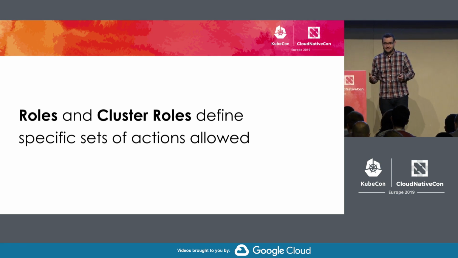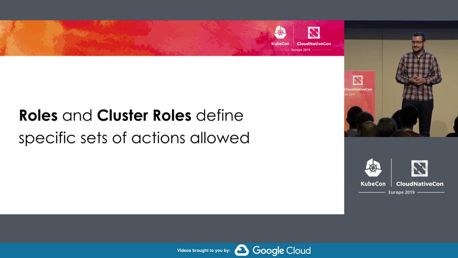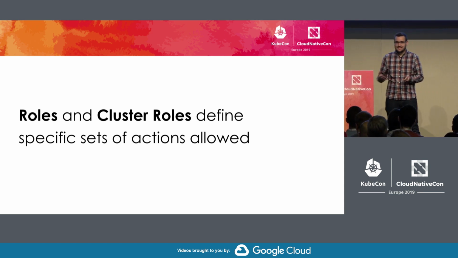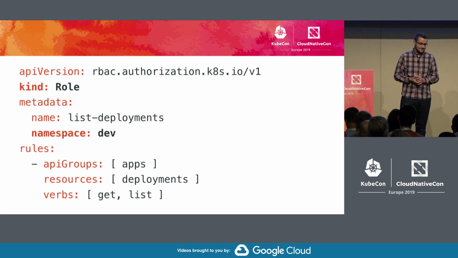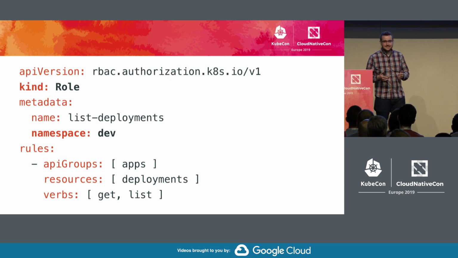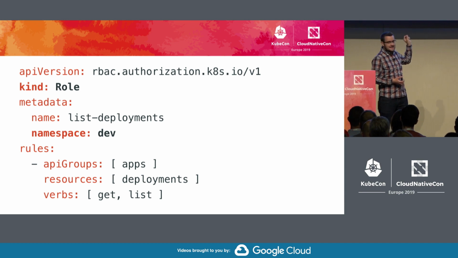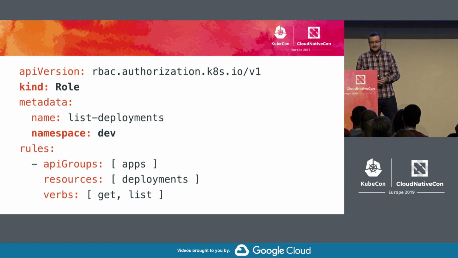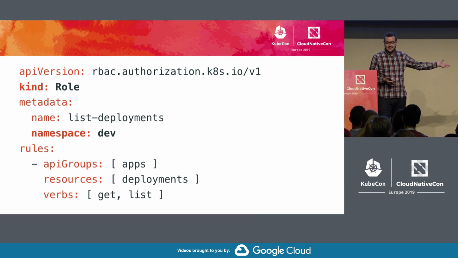So roles and cluster roles define specific sets of actions allowed in Kubernetes. And maybe the best way to explain this is to show you an example. This is a role inside Kubernetes, and in this very simple example, it allows us to list deployments. And it's available in the dev namespace. So this allows us to list deployments in the dev namespace. You can see the rules down there that grant that.